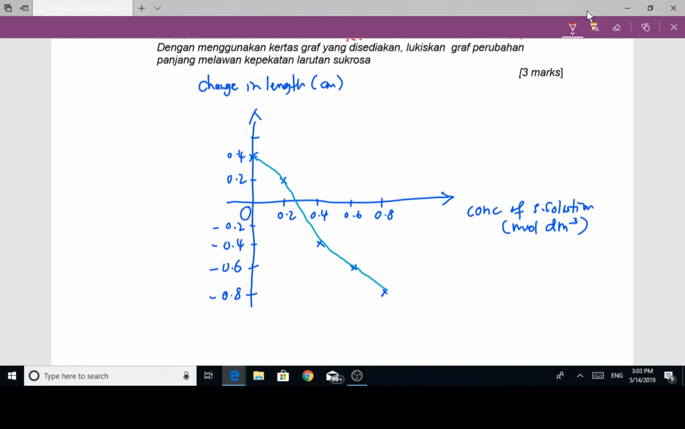Then let's check whether we are able to get 3 marks or not. First of all, let's check the headings together with unit. Okay, well done, then you get 1 mark. This is title, unit, and scale, you get 1 mark. And then number 2, you have transferred the data correctly. Data transfer, you get another mark. And finally, you have the smooth curve, there is another mark. So the total is 3.